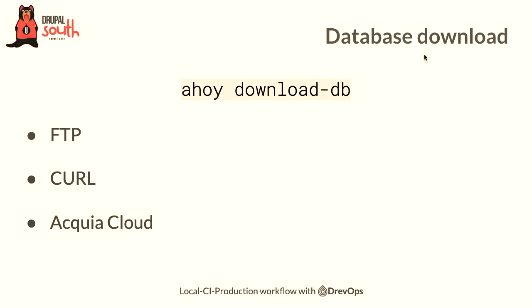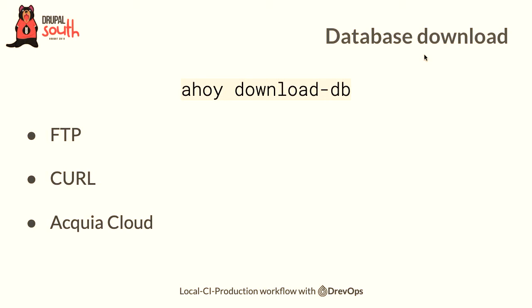The download DB is another thing that has proven to be quite useful, because if you've been given a project, especially if you're in an agency environment, before you even start, you need to have a database from somewhere. So if someone has configured it before you, and all you need to do is add some credentials, like say for Acquia Cloud or some FTP username and password, you can set those as variables locally, and then you just do Ahoy download DB, and it downloads the DB. So as a developer, you don't need to know that you need to go to some UI, download the database and stuff. It's all handled for you.